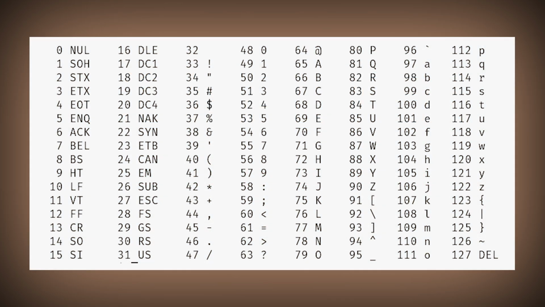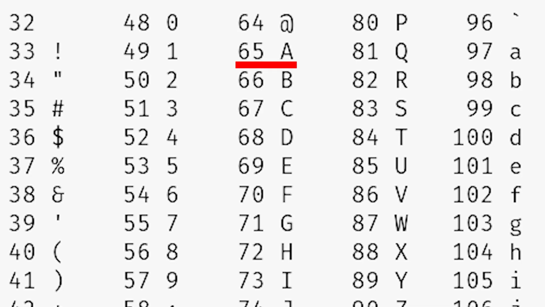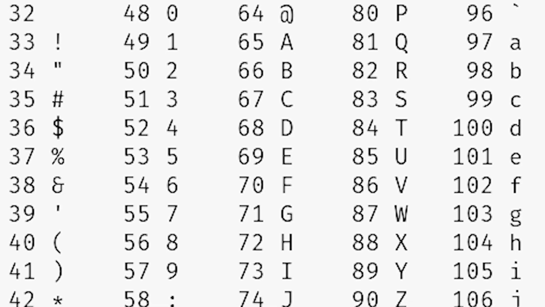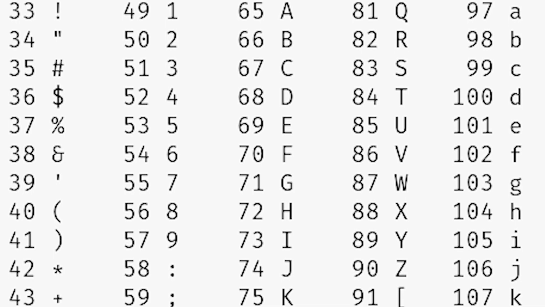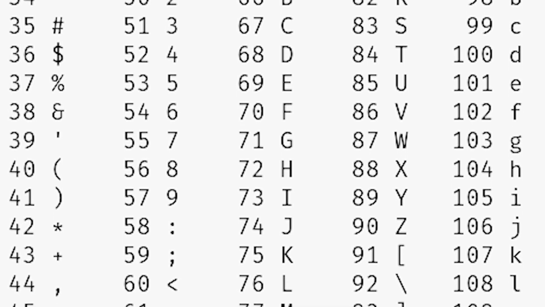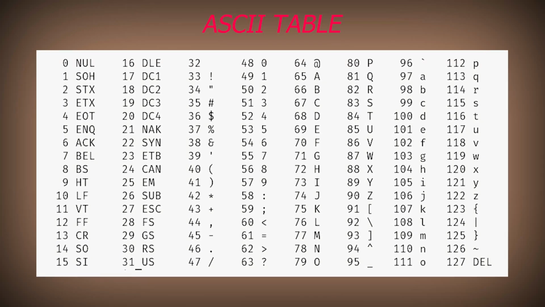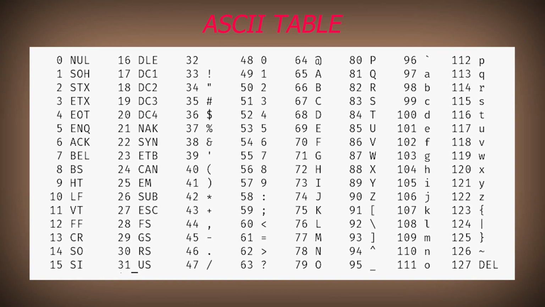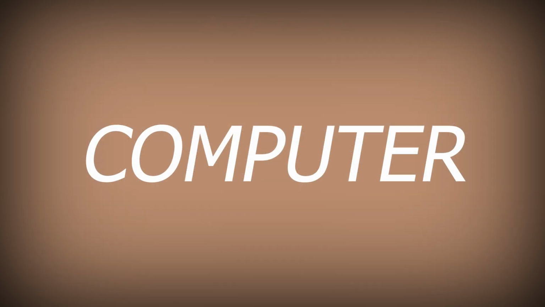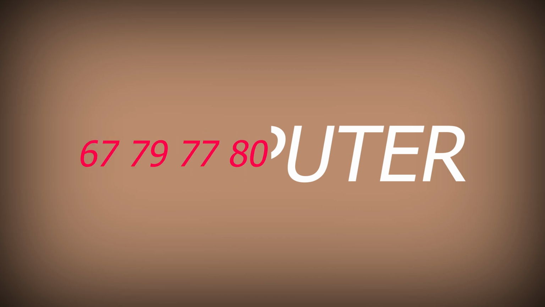Only letter A's code is 65. The reason is because the coding system also contains digits and special characters that go before letters. In programming, it's called the ASCII table, and it's been around for almost 60 years. Note that the space character also has a unique code. It's 32. So, here's how the word computer would look ASCII encoded.